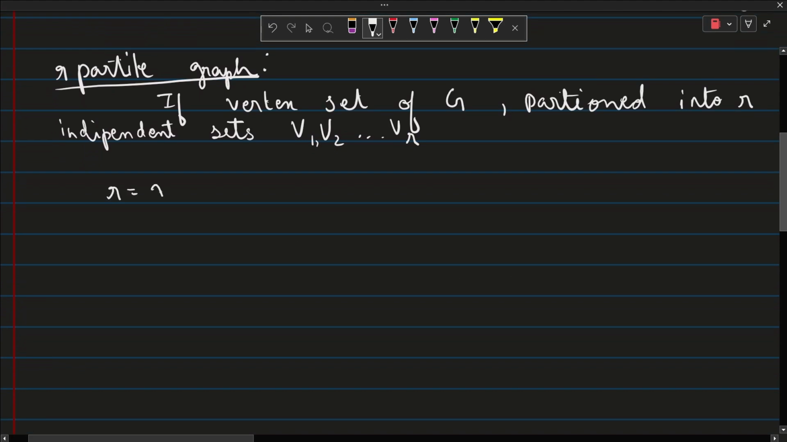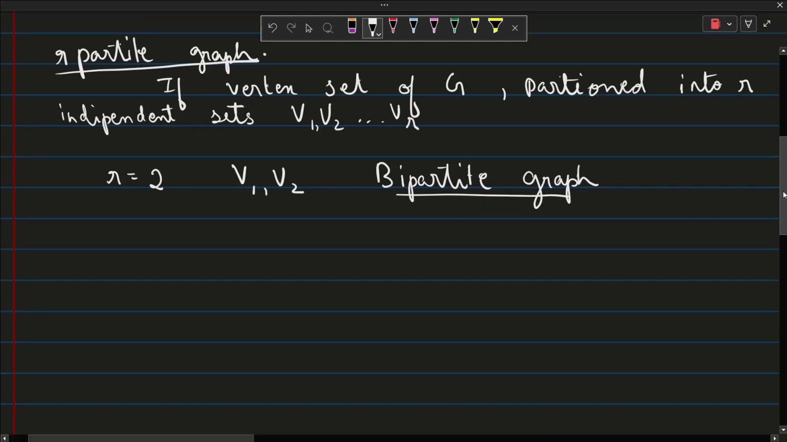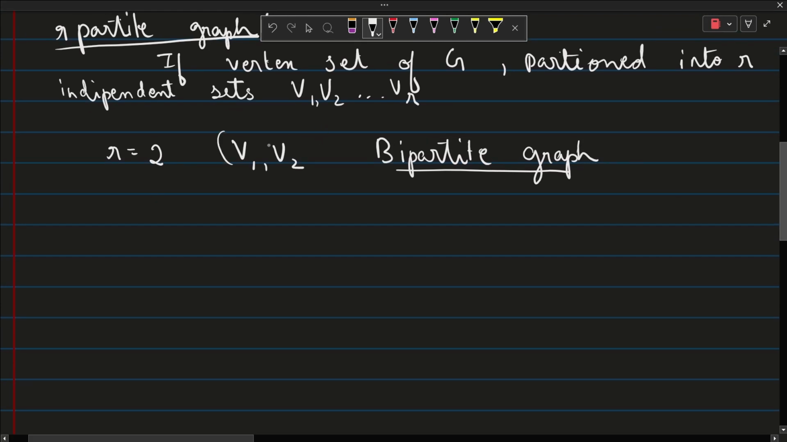If R is equal to 2, which means that we have only V1 and V2, then this is called a bipartite graph, which has bipartitions V1 and V2.